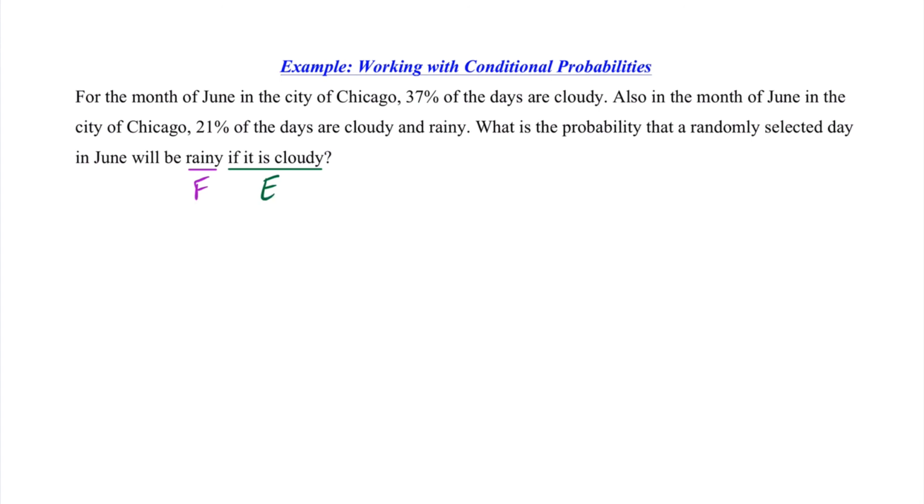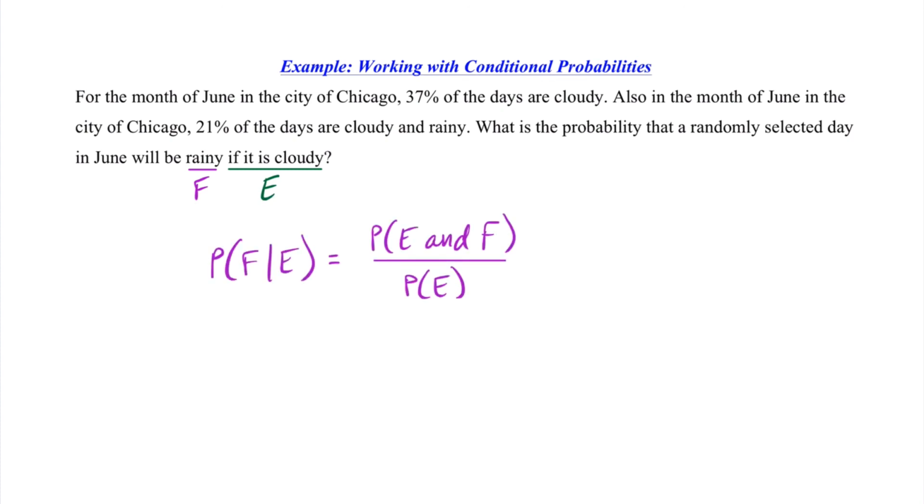If that part's okay, now we're just looking into the idea of, okay, what's our probability of event E? What's our probability of event F? And of course we know the probability of event F given E, which is what we're looking for, would be our probability of event E and F occurring divided by the probability of our event E. Trying to find those values within the problem, we're told that 37% of the days are cloudy. We established event E as cloudy. Therefore, the probability of event E is our 37%, which we write as 0.37.